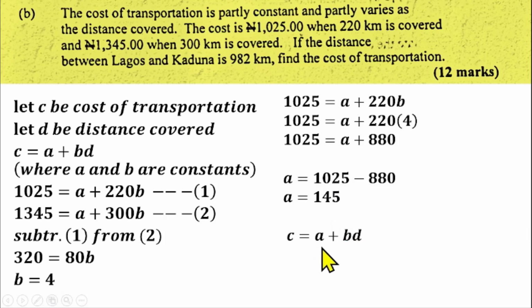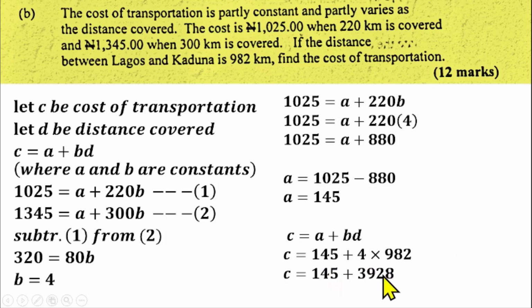So that means the equation is what you are having here. We are now given the distance between Lagos and Kaduna to find the cost, which is C. If you substitute that into this formula, our C will be equal to 145, which is the value of our A, plus the value of our B, which is 4, multiplied by the distance between them, which is D.